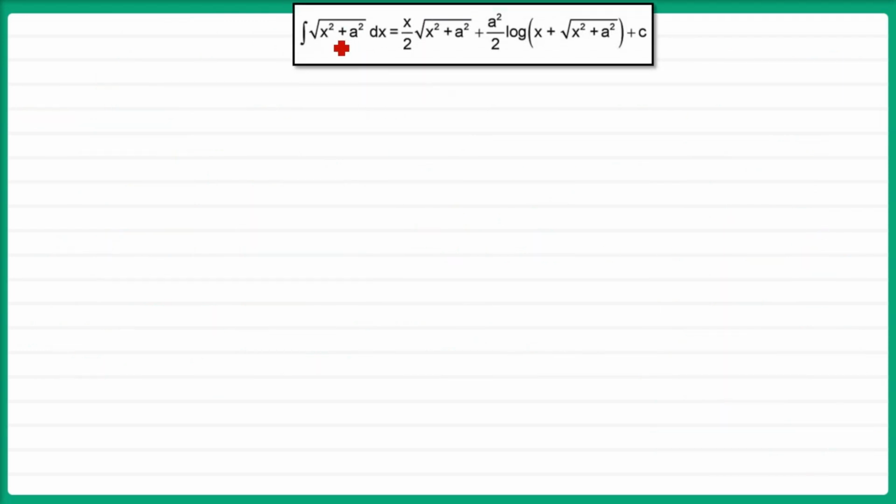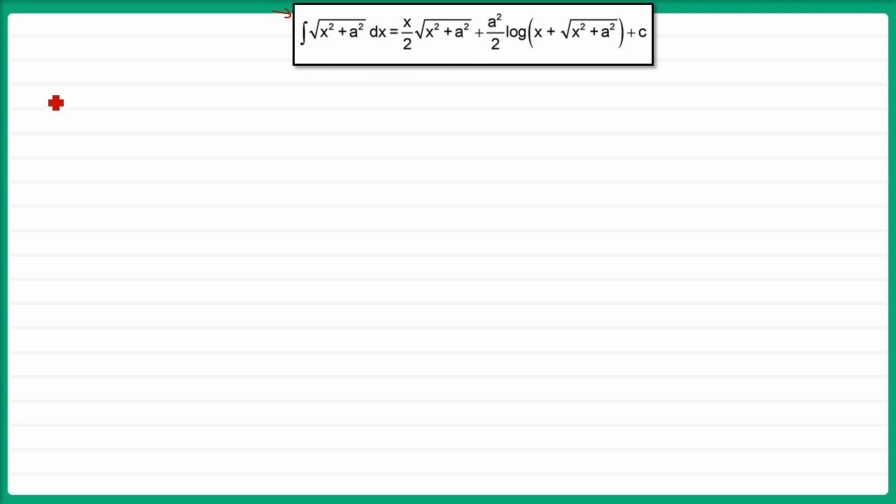Now this integral of under root x square plus a square dx is equal to x by 2 under root x square plus a square, plus a square by 2. Then we have a log x plus under root x square plus a square plus a constant of integration. Now from where this formula has come, or from where this result has come, we need to prove it. We need to show the examiner or the person that okay, this is how it has come. So let's solve it first and give you the proof.